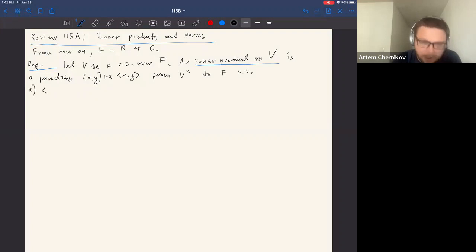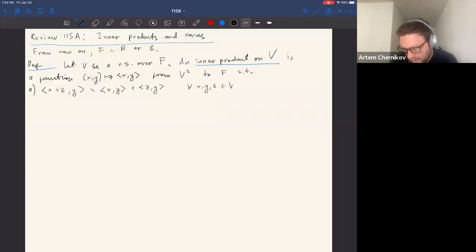The first one, we have linearity in the coordinates. We have ⟨x + z, y⟩ is the same as ⟨x, y⟩ plus ⟨z, y⟩. This holds for all x, y, z vectors in V. The second axiom is the same for multiplication by scalars: ⟨cx, y⟩ is equal to c times the inner product ⟨x, y⟩. This holds for all x, y vectors in V and c scalars in F.